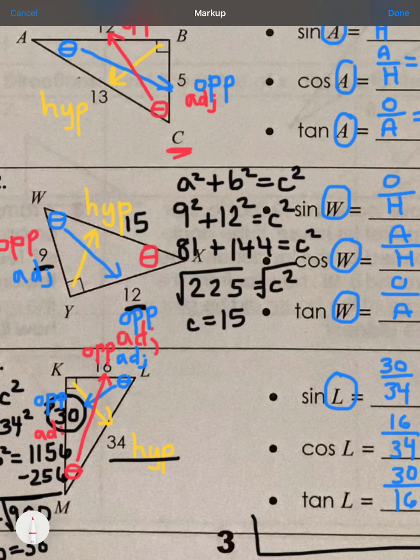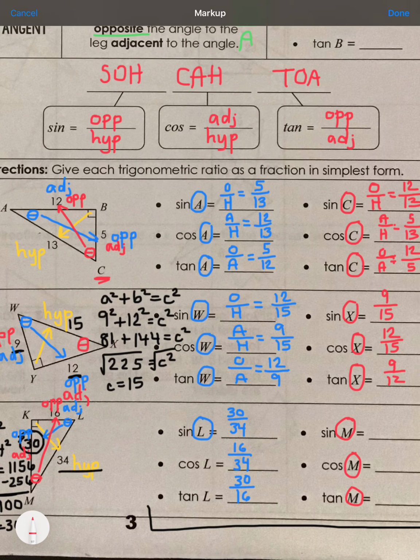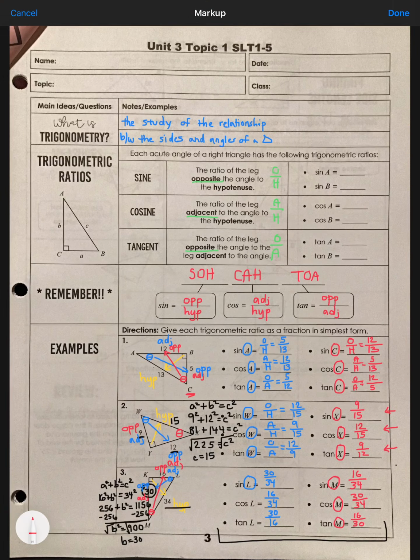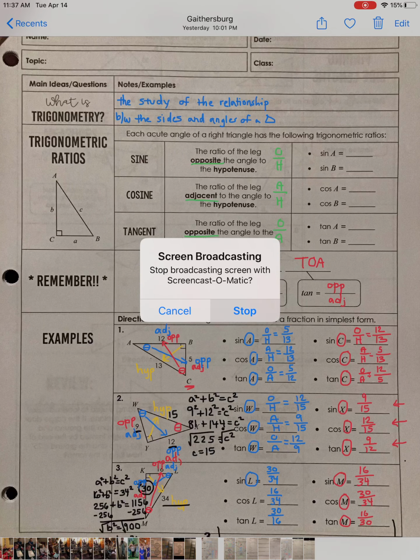Then we have angle M. That is where I'm going to put my new theta. Remember, across from the angle that we're using is my opposite side, and next to it would be my adjacent side. So the 16 and 30 switch. All right. So the sine now is 16 over 34. The cosine is 30 over 34. And the tangent is 16 over 30.